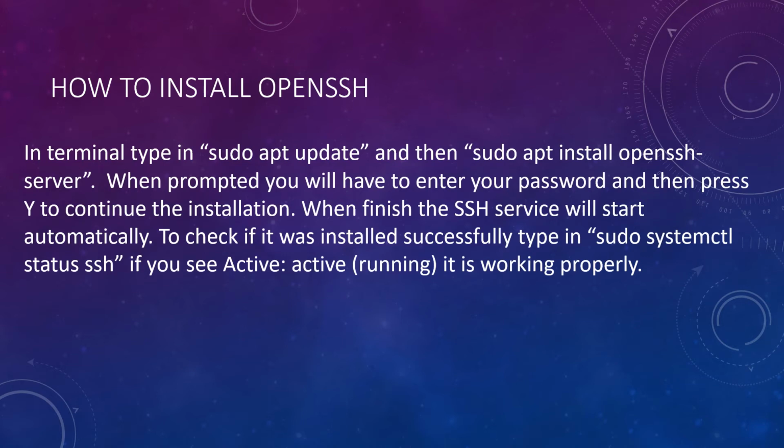I'm going to teach you how to install OpenSSH on our server. On the command line, since we don't have a GUI, type in sudo apt update. This is just to update the system and make sure everything is up to date. Then install the application, which is sudo apt install openssh-server. You'll have to enter your user password, and after you enter your password, you have to press Y to continue with the installation.